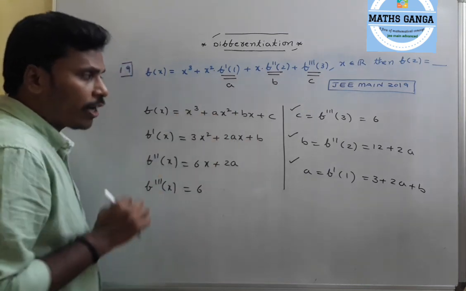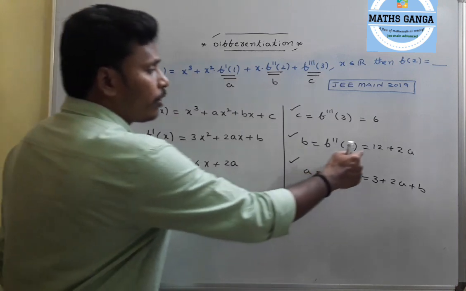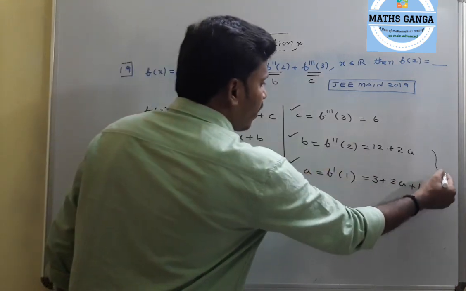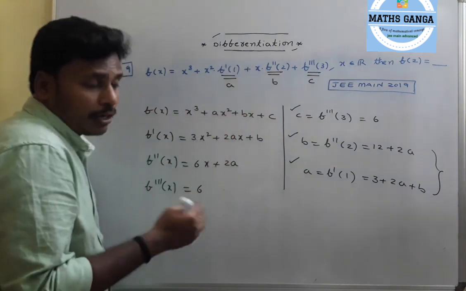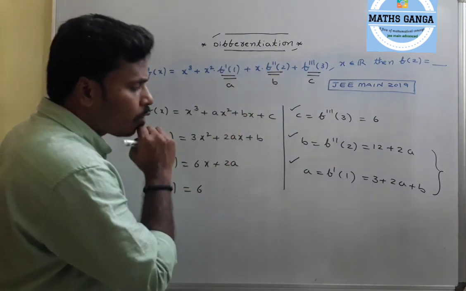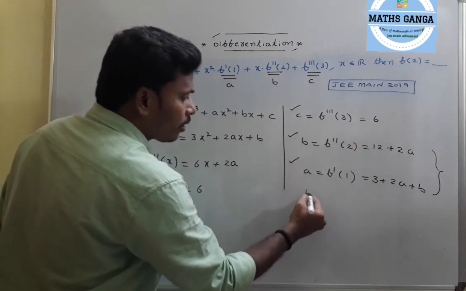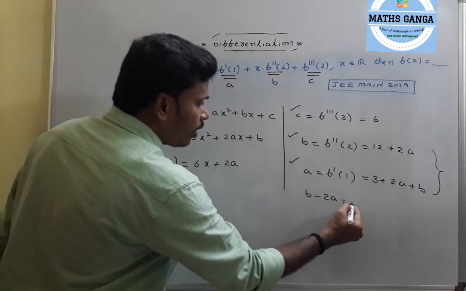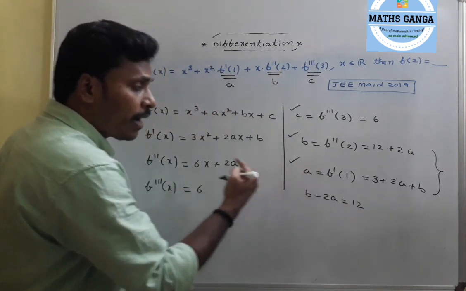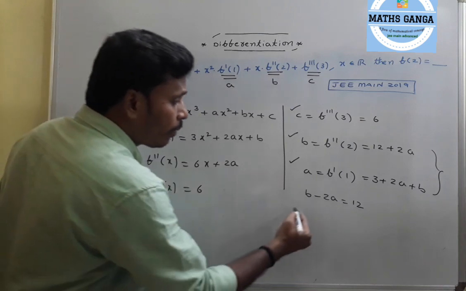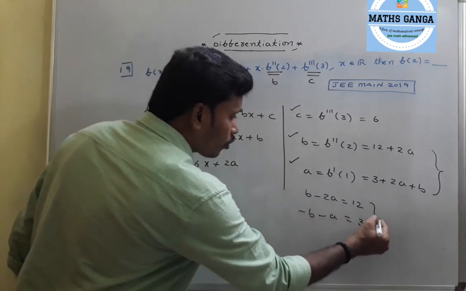Now you just try to find the values of a and b, so that we have f of x at the end. From there, f of 2 is easy to find. So what are a and b? Just have a look. From the first relation, b minus 2a is equal to 12. And from the second relation, a minus 2a minus b, that is, minus b minus a is equal to 3.